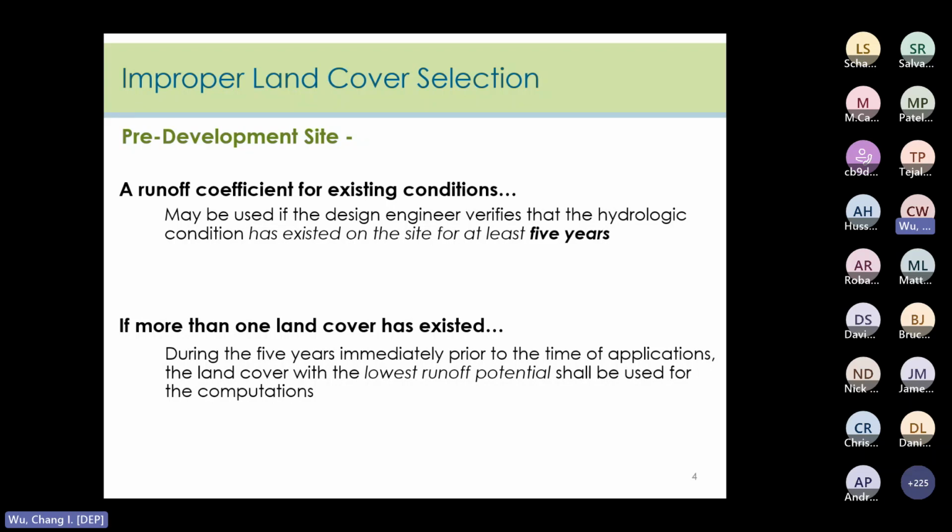The Stormwater Management Rule states that for the pre-development site, a runoff coefficient for existing condition may be used if the design engineer verified the hydrologic condition has existed on the site for at least 5 years, and also if more than one land cover has existed during the 5 years immediately prior to the time of application, the land cover with the lowest runoff potential should be used for the computation.